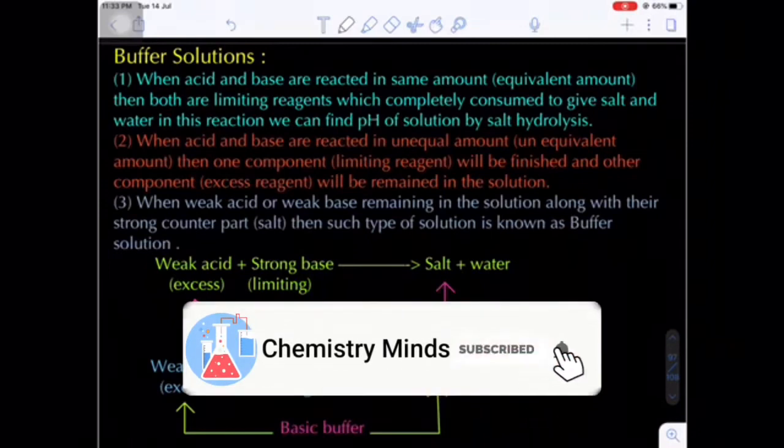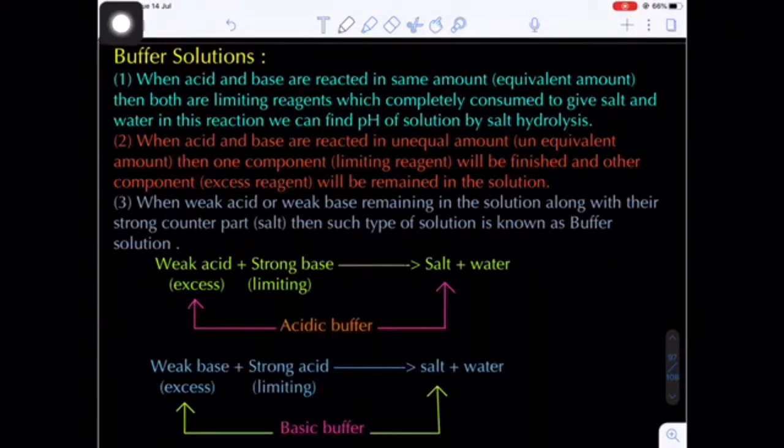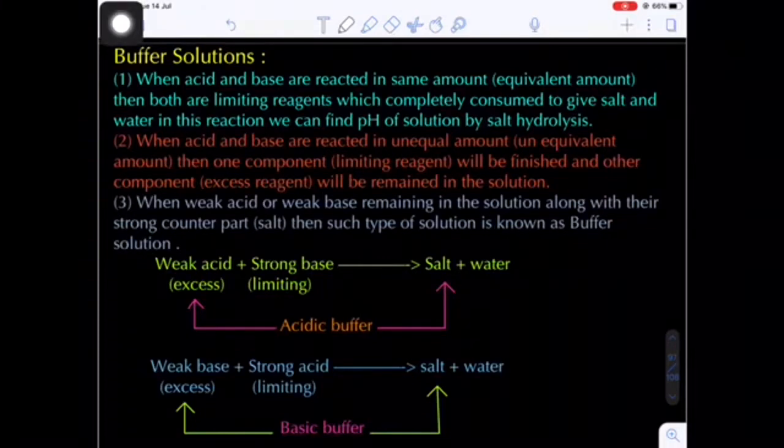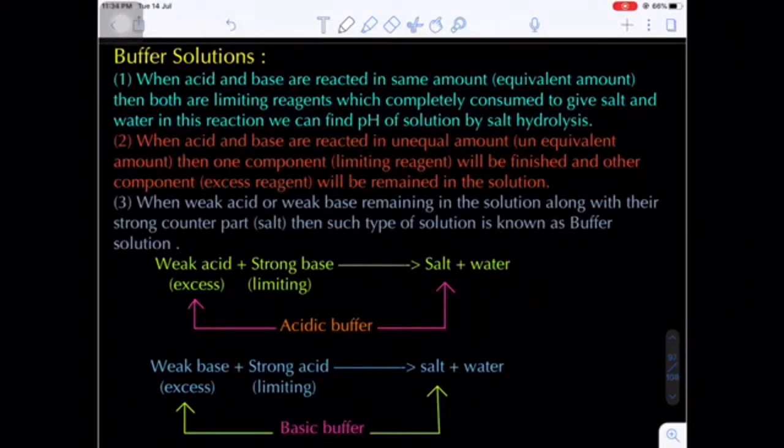Hello students, today we are going to discuss a very important topic known as buffer solutions. In the last class we completed salt hydrolysis, the different types of salt hydrolysis, the aqueous nature of the salt hydrolysis solution, and the pH of the aqueous solution during salt hydrolysis. All these things we completed.